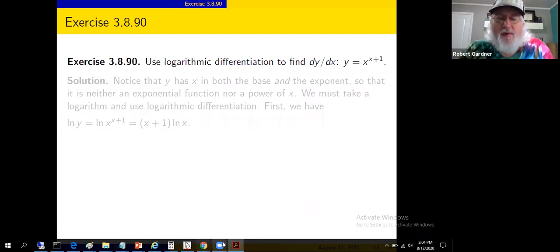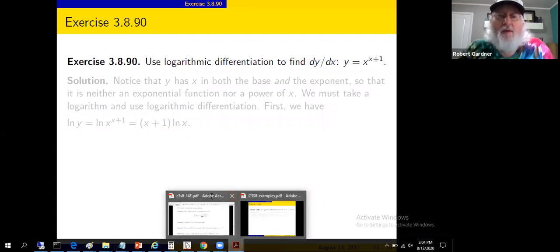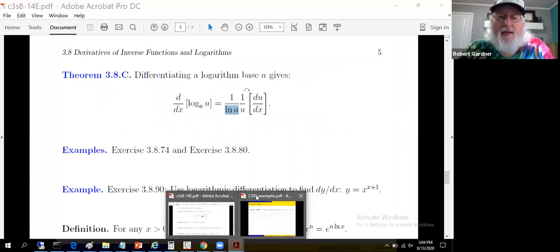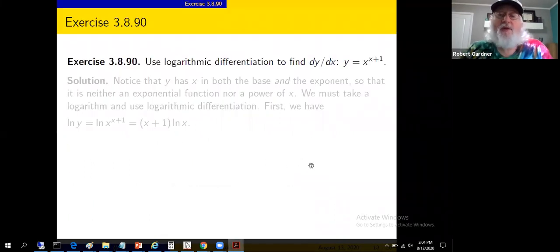Okay, we want to do this one now. Let me check the notes again. Yeah, let's do number 90 now. It says use logarithmic differentiation to find dy dx when y equals x to the x plus 1 power.